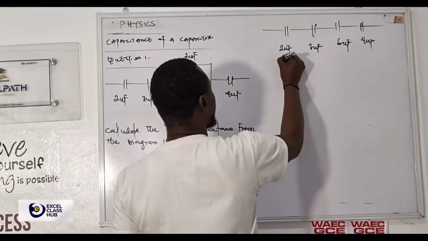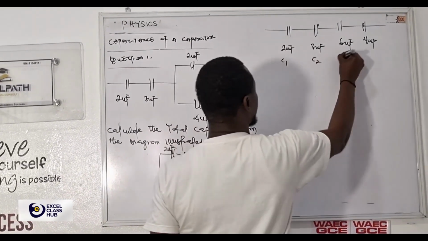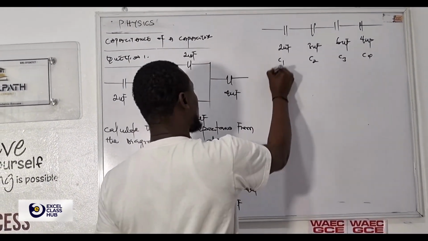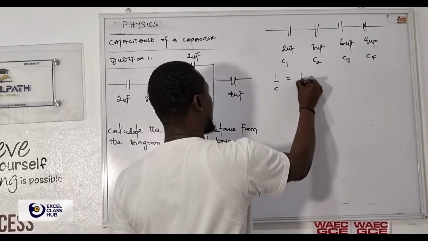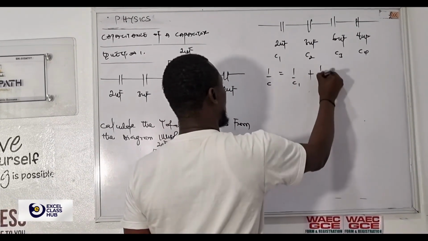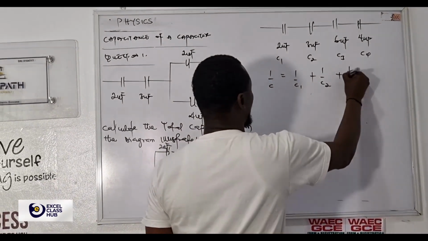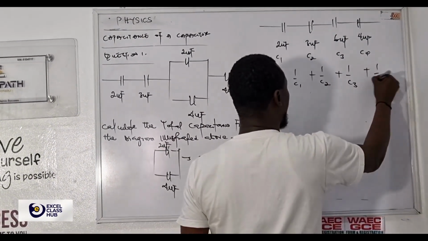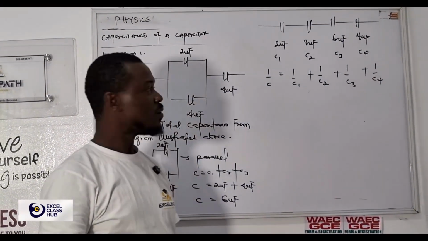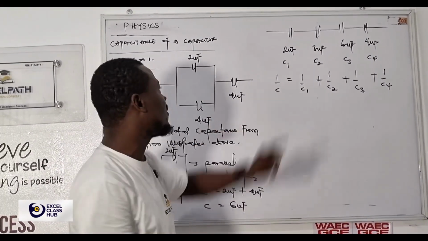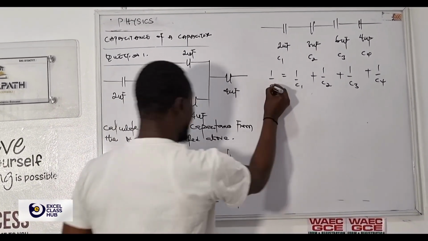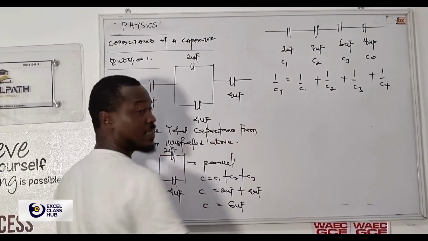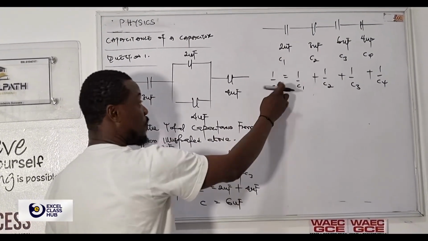So for me to have this in series, this one will be C1, C2, C3, C4. And your formula for series, I gave you as 1 over C equals 1 over C1 plus 1 over C2 plus 1 over C3. Remember, it's up to 4, so you still have plus 1 over C4. This is the formula to use to solve this now. This C here is your total capacitance. Remember I told you that? That is total capacitance. But it's not compulsory I put T there.